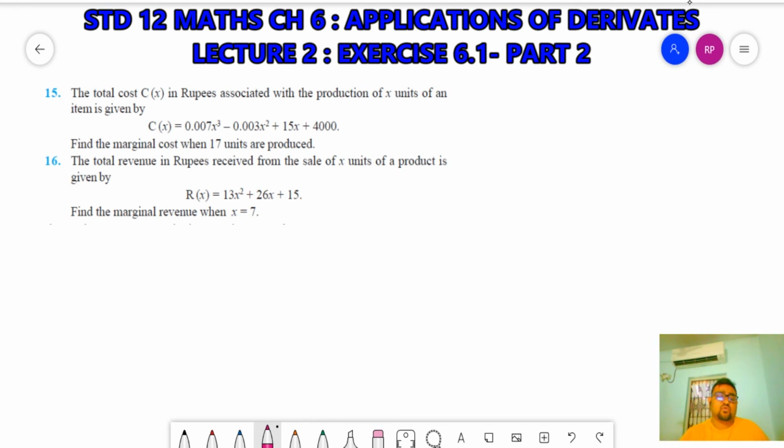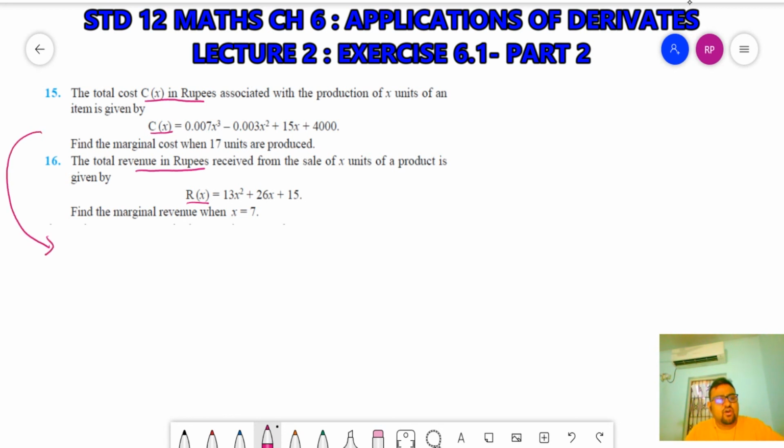Now see, in question 15, the cost in rupees associated with product X is given, C of X. And in question 16, the revenue in rupees received from the sale is given. So whenever the formula for cost and revenue are given in terms of X, and you need to find the marginal cost or marginal revenue, then you just have to take the differentiation. Just take its derivative and put down the value of X. So I will solve the 15th sum for you.